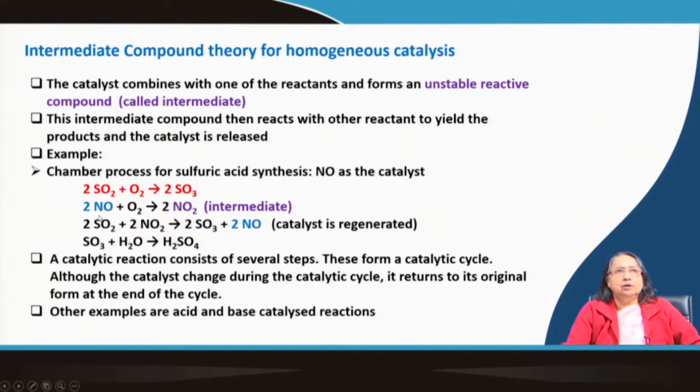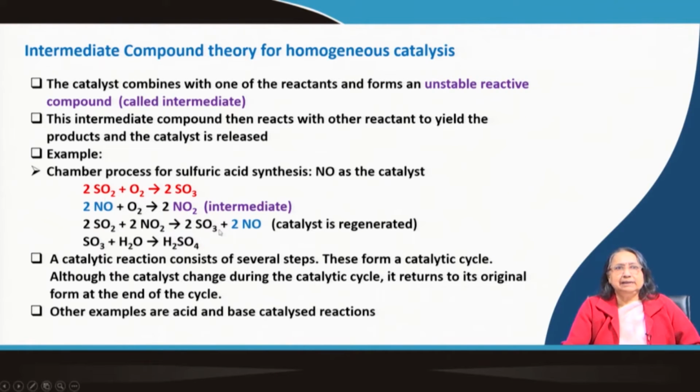Okay. So, how is NO acting as the catalyst? By forming some intermediate. What is that? NO first reacts with the oxygen to form NO2. This is an intermediate, and then NO2 reacts with SO2 to give SO3 and NO. So, you are getting back that catalyst, regenerated, and then finally SO3 reacts with H2O to give H2SO4. So, it is the synthesis of H2SO4, industrial scale, industrial synthesis.